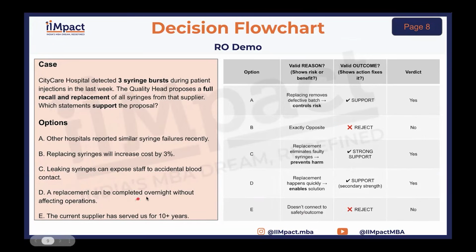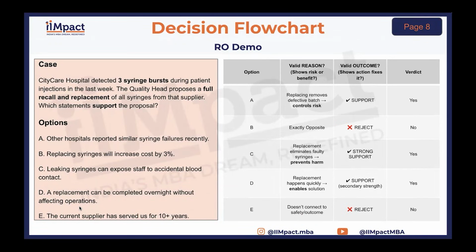A replacement can be completed overnight without affecting operations. So is this a valid reason to do this? This actually is a very good option. So if this is a multiple option question, they will give you options like ABC, ACD, ADE, etc. This is a weak option, but it is a valid option nonetheless. So it is touching upon the feasibility of this option by itself. Is this a valid reason? Not really, but this enables the decision.